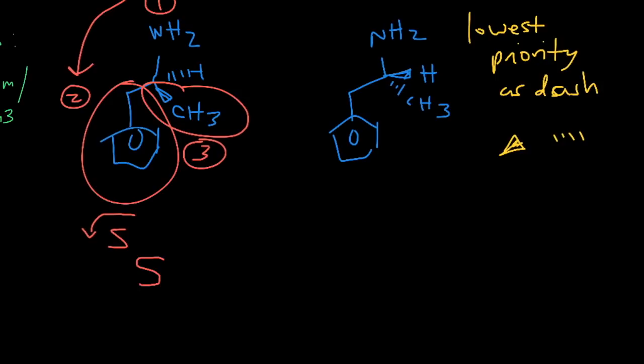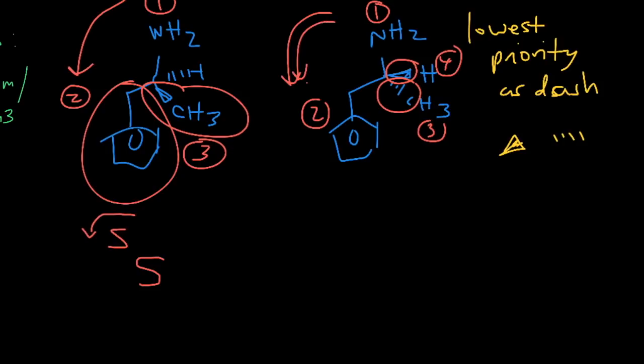This is just me slowing it down so you see it. So here's priority 1, priority 2, priority 3. So it gives you S again. But if your lowest priority is not the dash, then you have to reverse it. Your lowest priority is hydrogen, number 4, but it's the wedge, not the dash, so you're going to reverse it. So instead of going S, you're going to go the opposite way, which is R, or clockwise. The way I remember it is, if you're a normal person, you write your R like this. So practice writing R right now. There's your R, clockwise. So this is R.